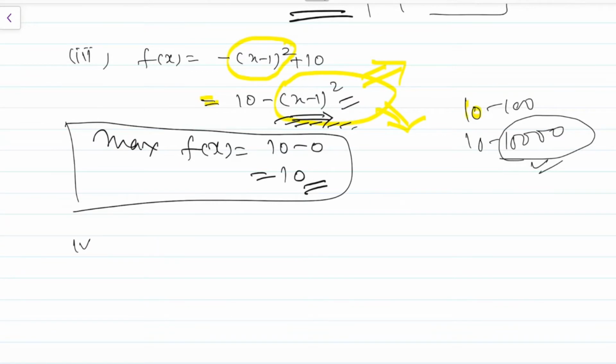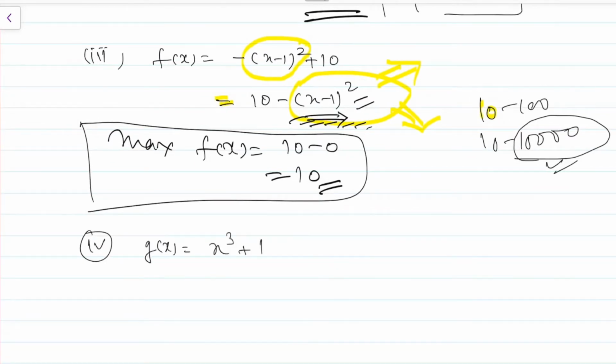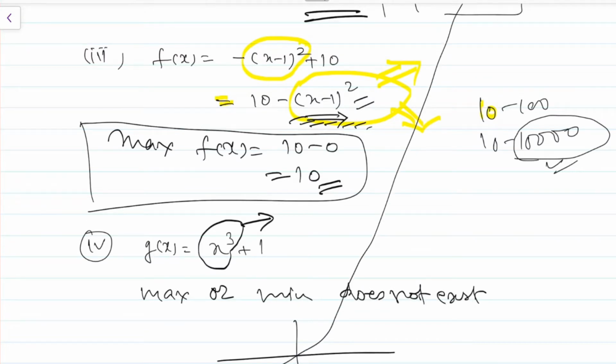Now the fourth part is g(x) equal to x cube plus 1. Now this number can take any value, howsoever big or howsoever small. For this function, maxima or minima does not exist. The graph will be like this. It will go up to infinity in this direction and up to infinity in this direction also. So this function will not have any finite maxima or minima.